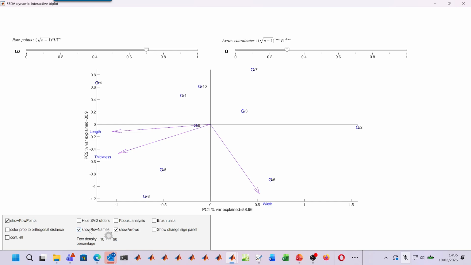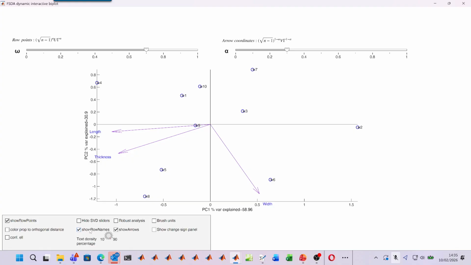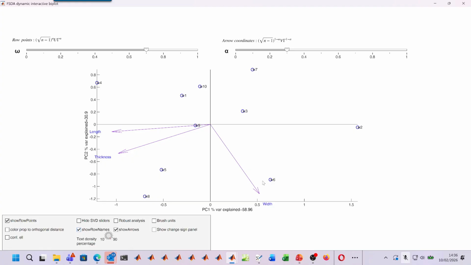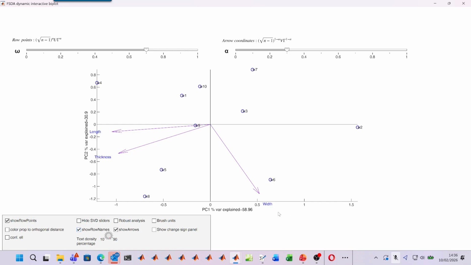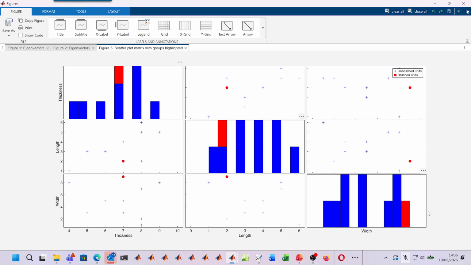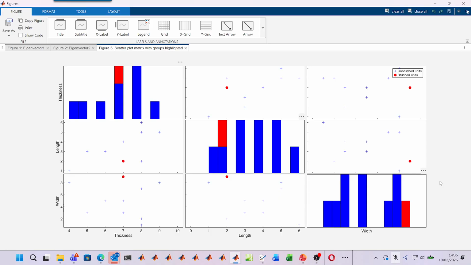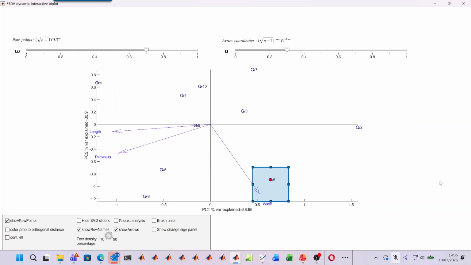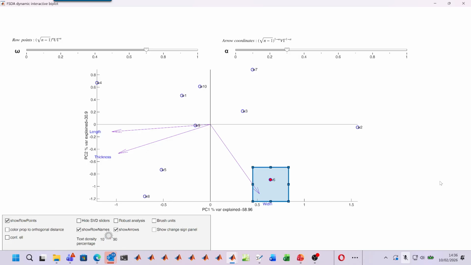Points that are very far means points that are distant from the centroid. Moreover, the angle between W6 and width is very small. Can you see it? The angle. Therefore, this means that W6 is characterized by high values of width. If you do not believe me, check W6 width: it has the unit with the largest width. You can see the power of statistics. Here you can immediately see which units are characterized by which variables.